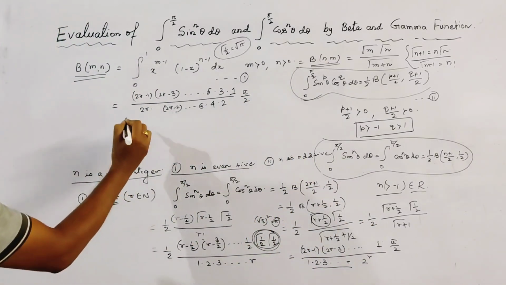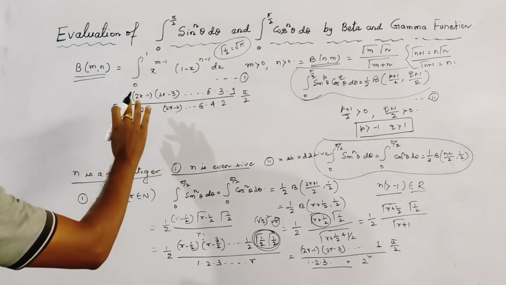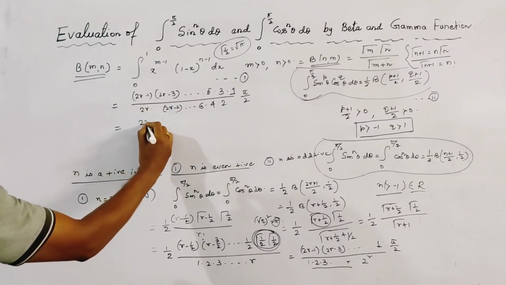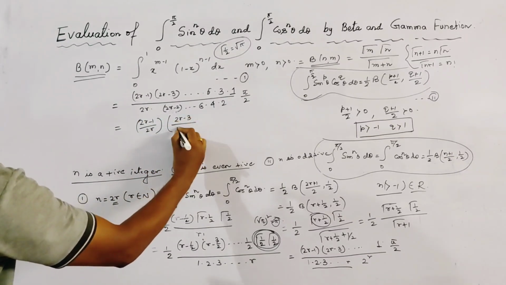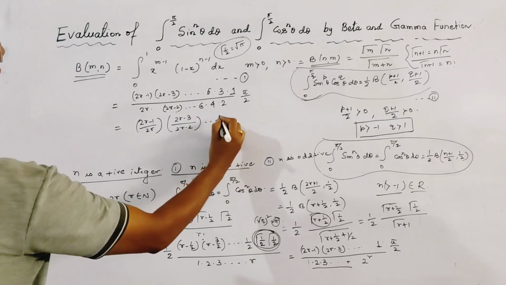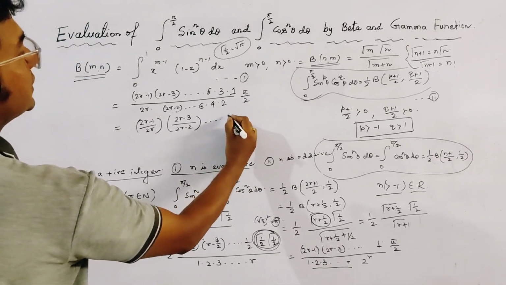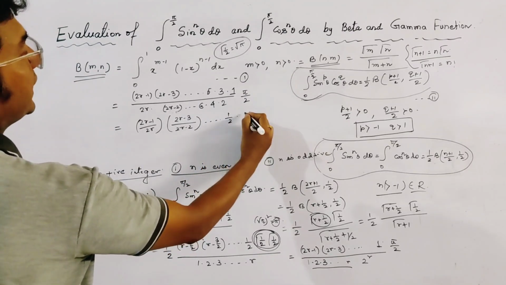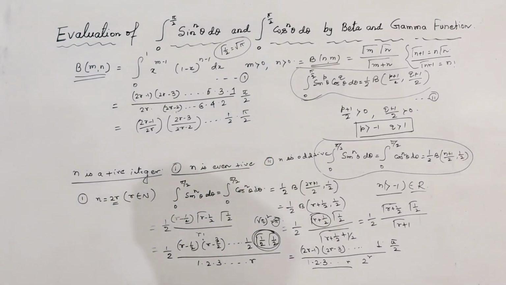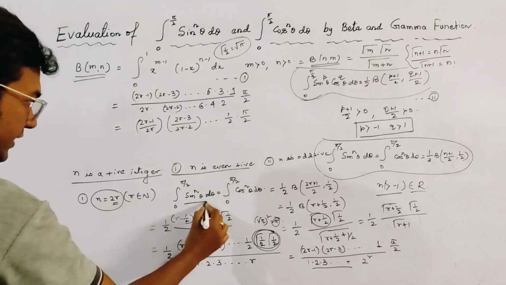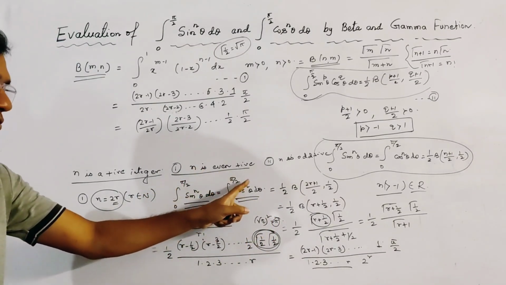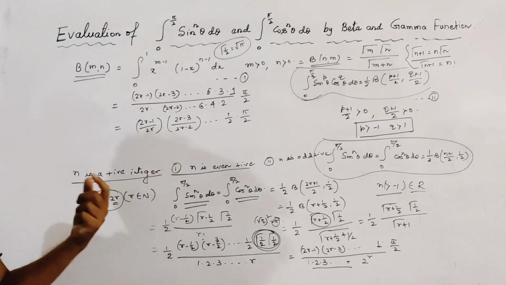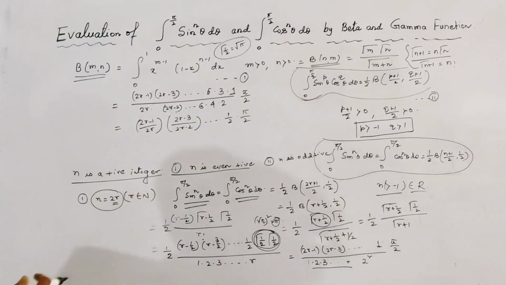Okay, and the result can be written in the symmetrical form as 2r minus 1 by 2r, and 2r minus 3 by 2r minus 2, and this is half into pi by 2. Okay, so we get, if a equal to 2r, then the value of the integration from 0 to pi by 2 of cos to the power n theta or sin to the power n theta are the same, and this is equal to this.